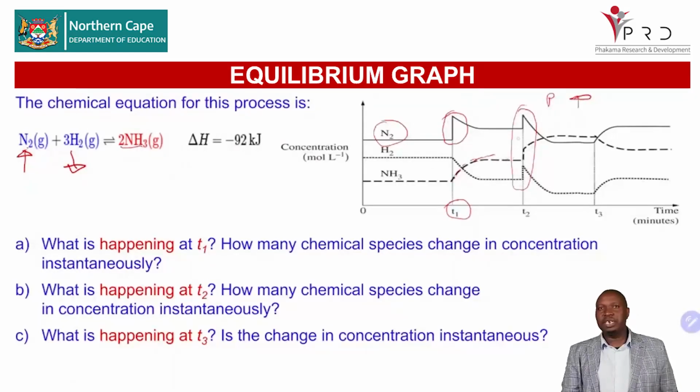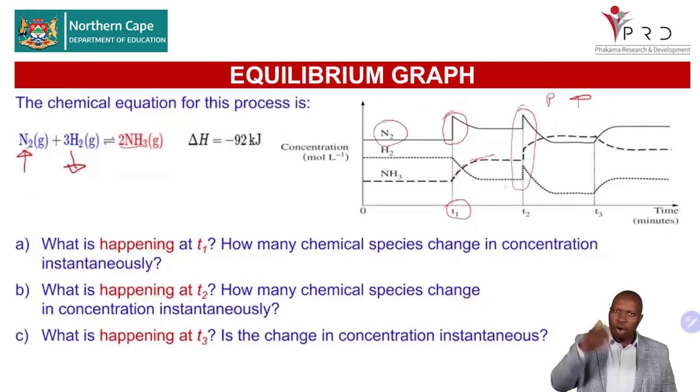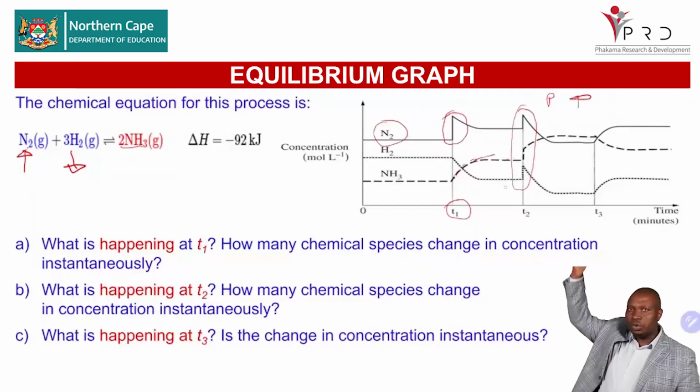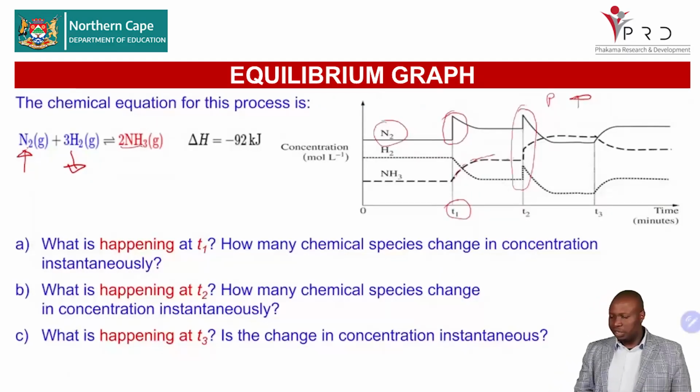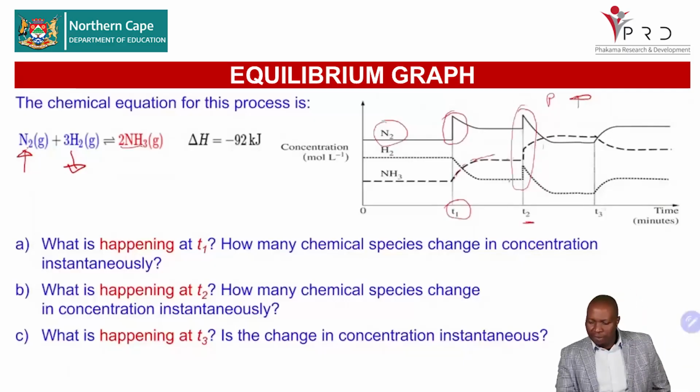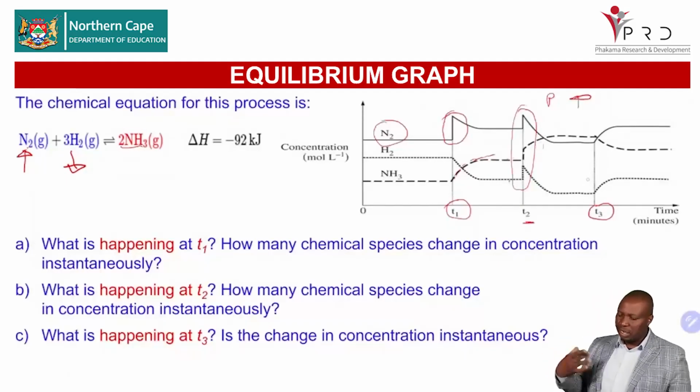But when all of them increase, you know it's pressure. When all the concentrations decrease, you know it's pressure. So when you increase pressure, all the concentrations will increase. When you decrease pressure, all the concentrations decrease. At T2, we have increased pressure there. And if you look at T3, there is no sharp increase in our reactants and products. Then you know it must be temperature, because temperature does not affect the concentration.